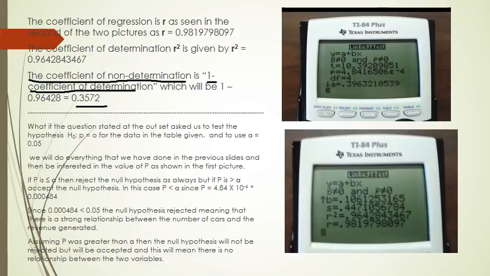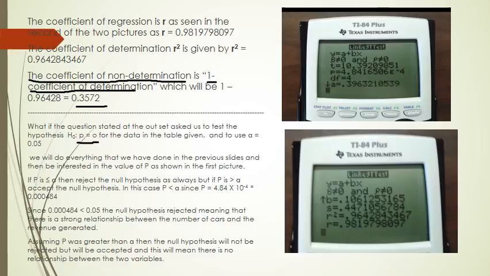Okay, assuming that the question also asks us to test the hypothesis, the null hypothesis usually states that the population coefficient of regression is equal to 0. What this means is that there is a weak relationship. So the null hypothesis is stating that there is a weak relationship for the data in the table we're given. And assuming it tells us that alpha equals 0.05.